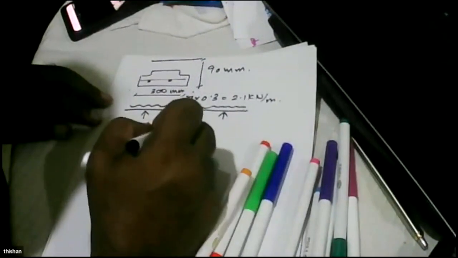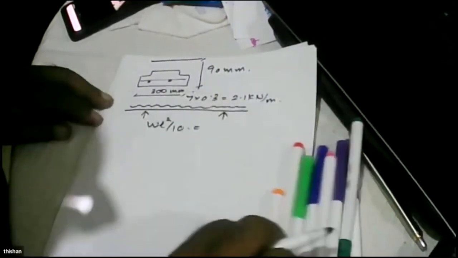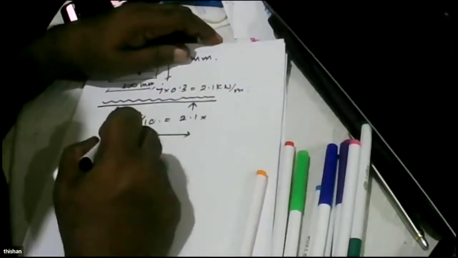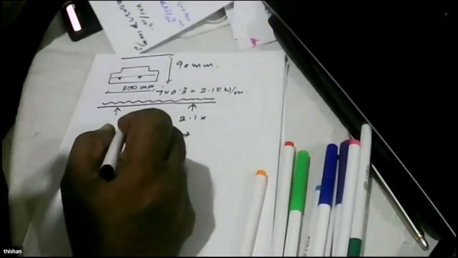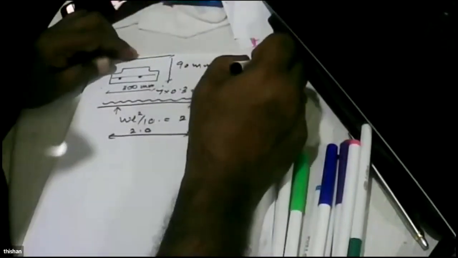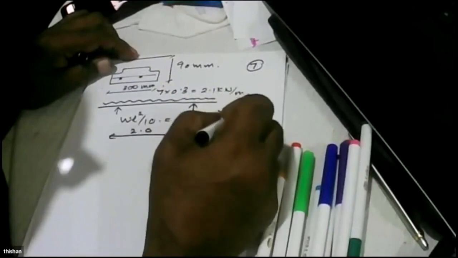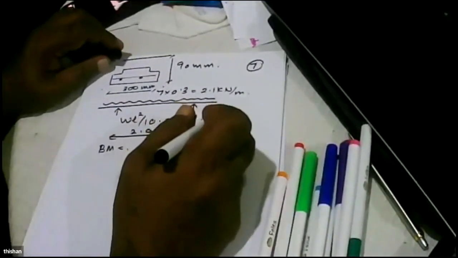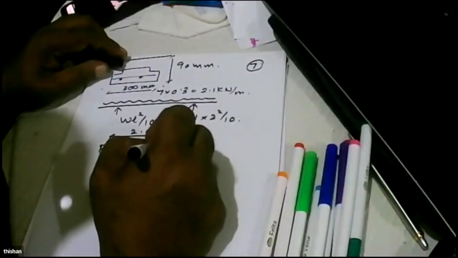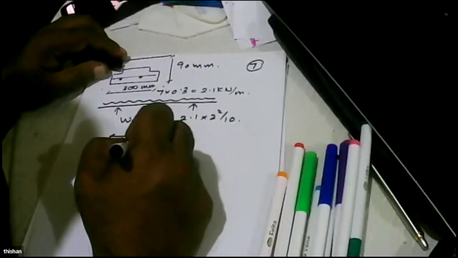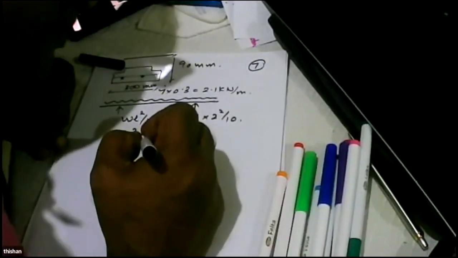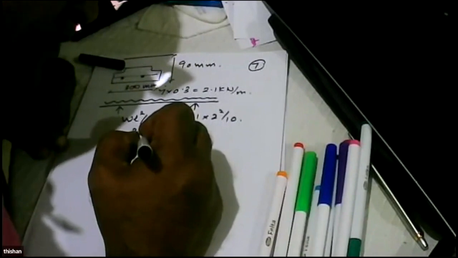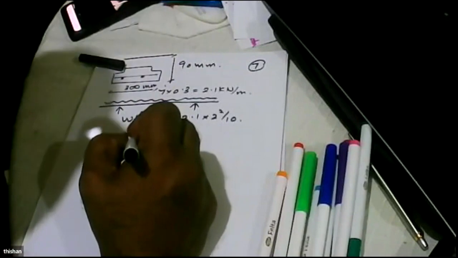So the bending moment here will be WL squared over 10. That is 2.1 into the span, which is 2 meters, squared, divided by 10. So the bending moment is 0.84. No, it's 8.4, is it?